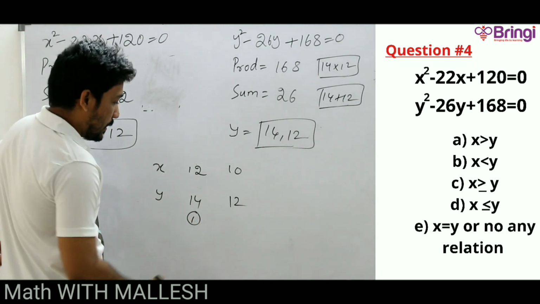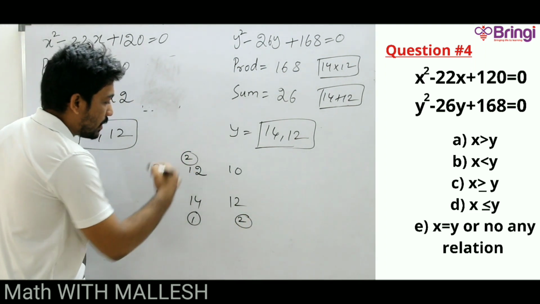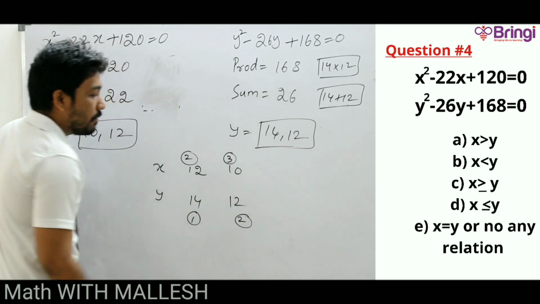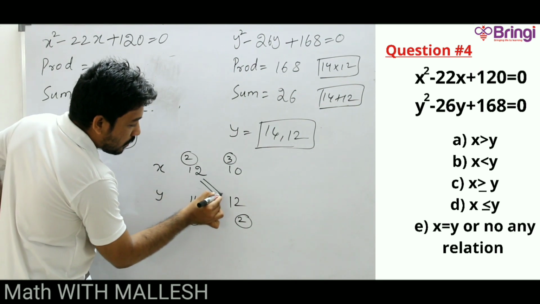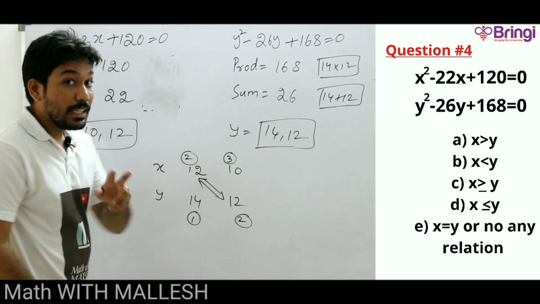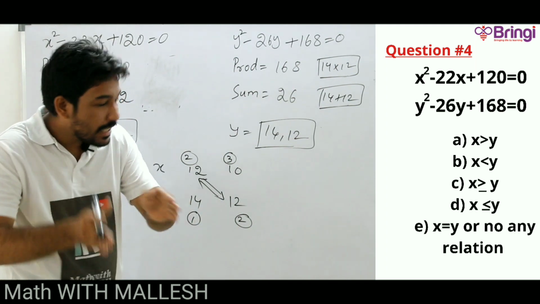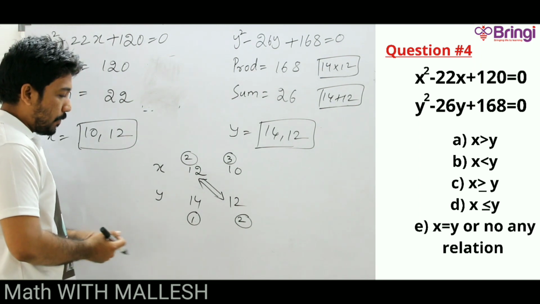14 will take first position. 12 will take second position. Of course, X's 12 also will take second position. And third will be occupied by the 10. And if you observe, we got the same ranking, 2 and 2, for the X and Y. In this condition, option 3 or option 4 will apply.